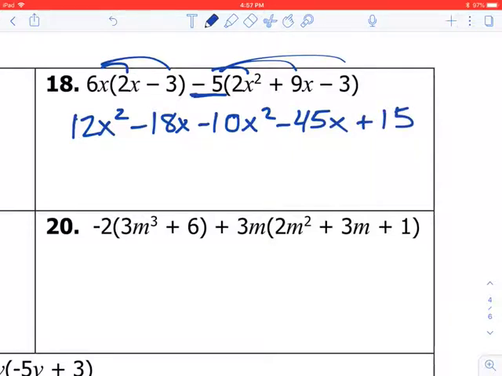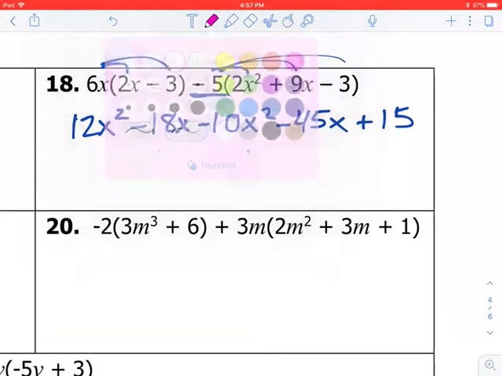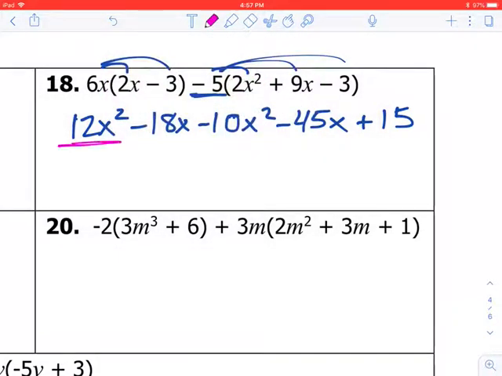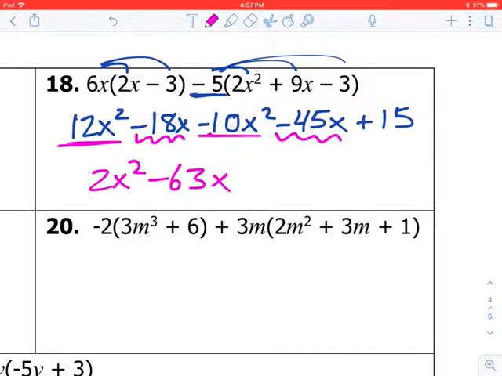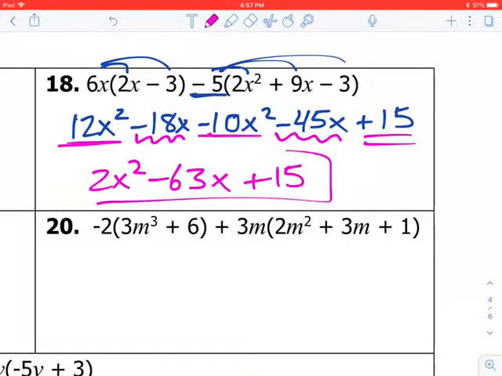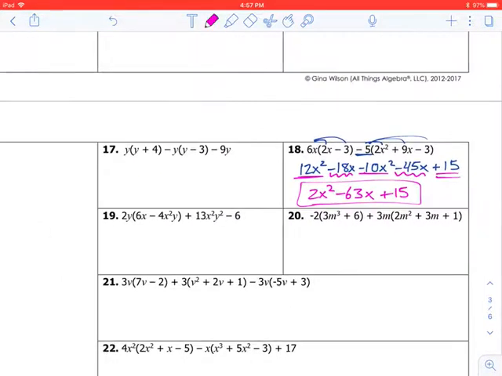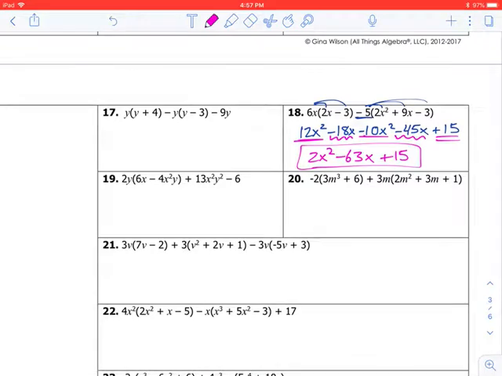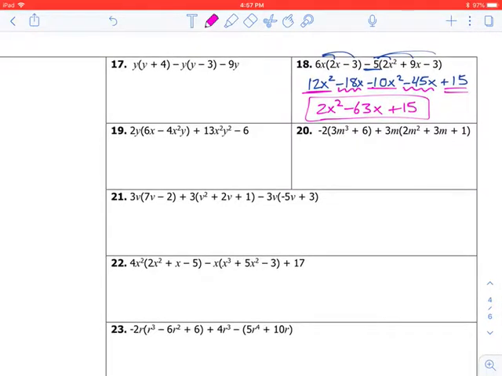But I'm not done. See, this is where we need to make sure we're combining like terms. So look at the highest exponent, which is 2. So combine like terms. 12 minus 10 is 2x squared. Negative 18 minus 45 is negative, I have to think about it, 63x. And then 15 didn't have anything to add to it, so that 15 is all by itself, so net plus 15. And there's my final answer. Okay, so we'll do one more example and then be done for this video.